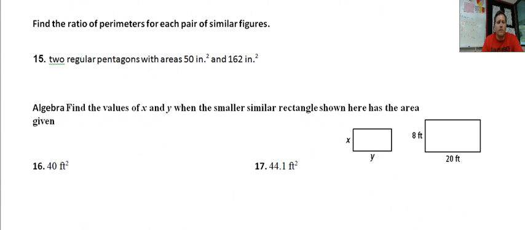Alright, next one wants me to find the perimeter. Remember, if I'm given the area, which is a squared over b squared, we need to get to the perimeter ratio, which is just going to be a over b.